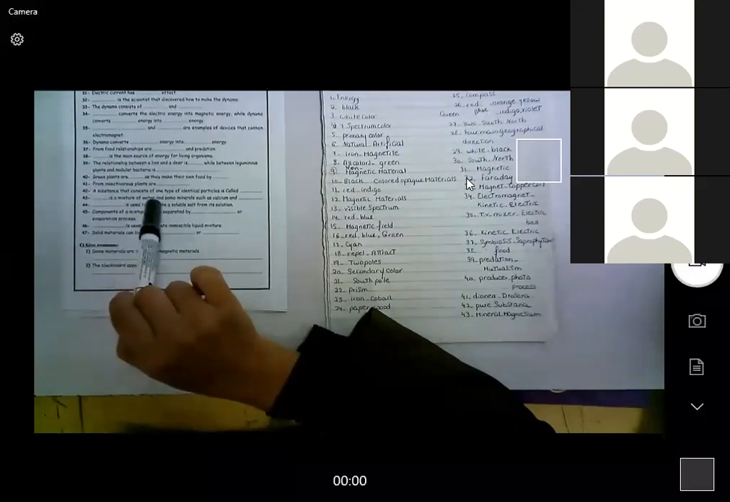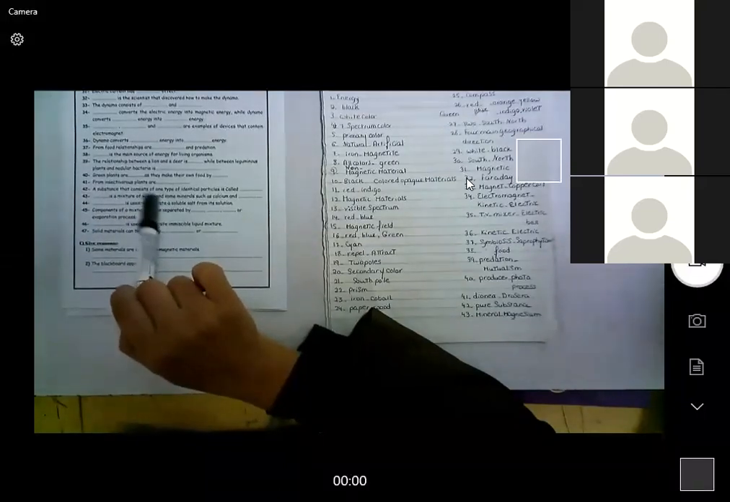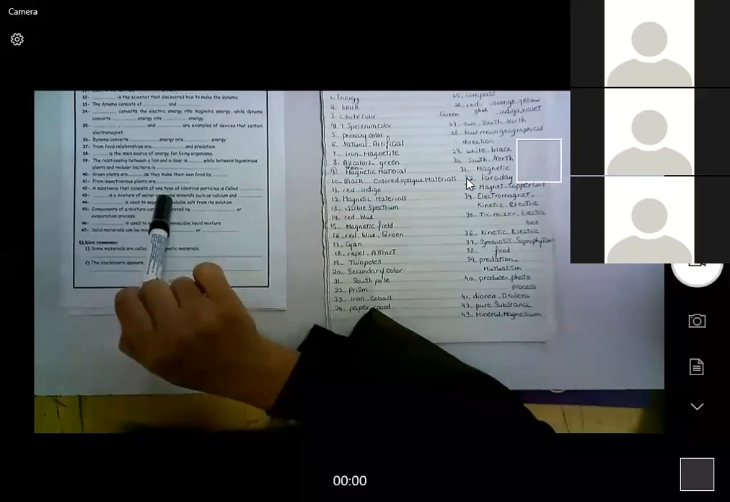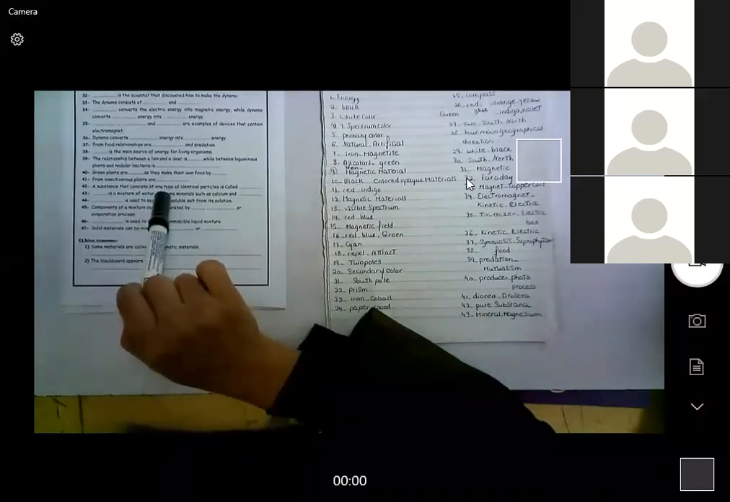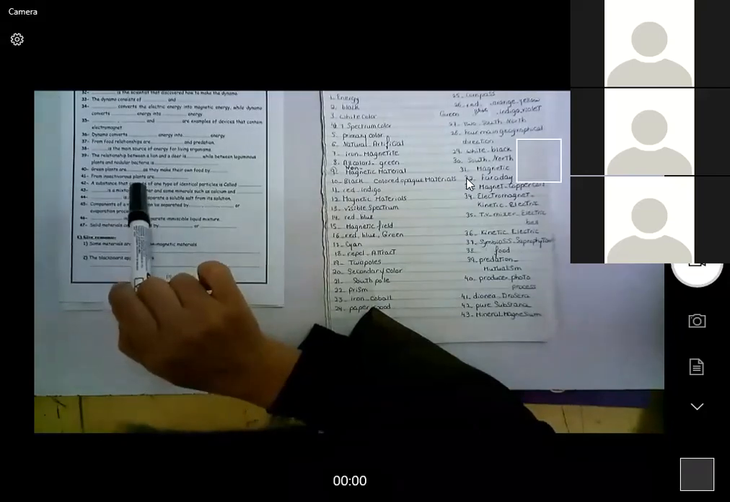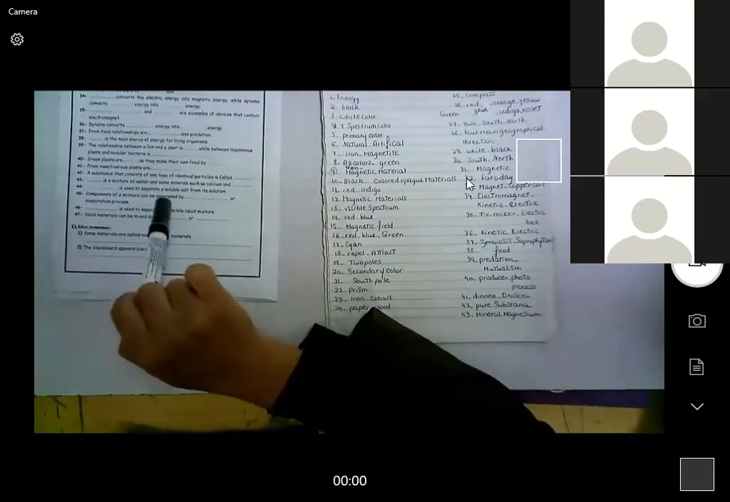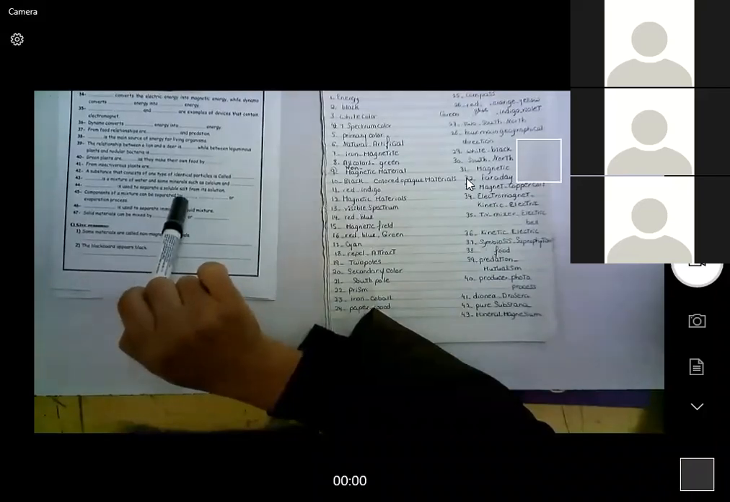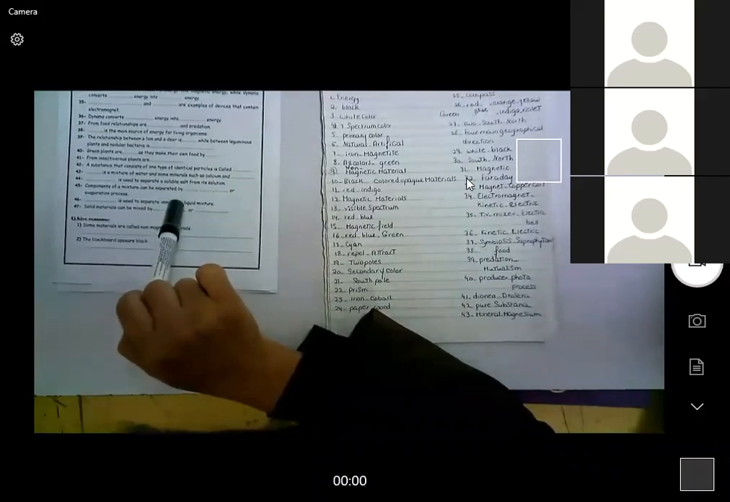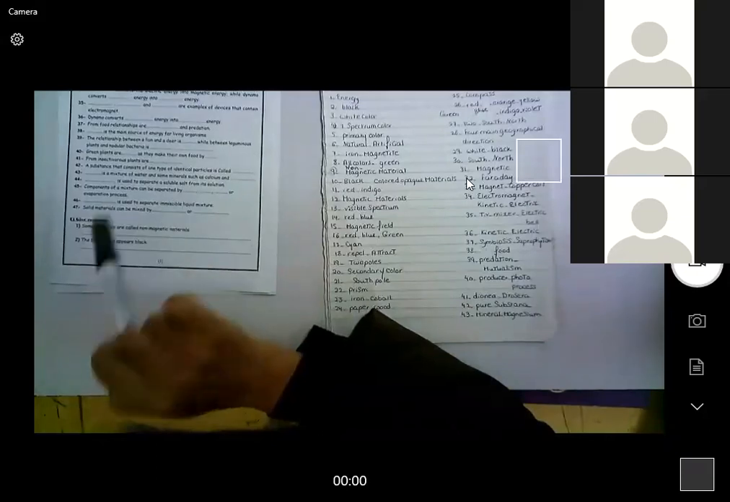A substance that consists of one type of identical particles is called a pure substance. But if it has more than one type, it is a mixture. Okay?